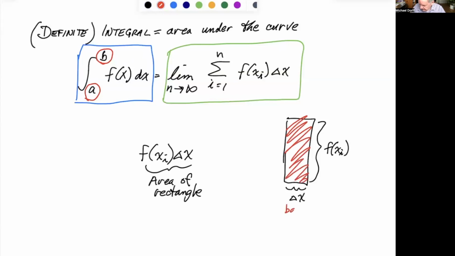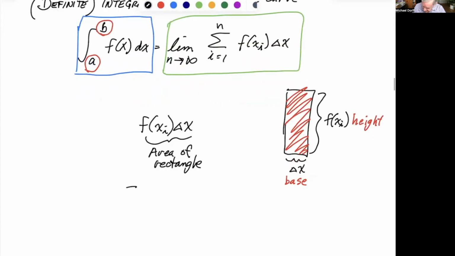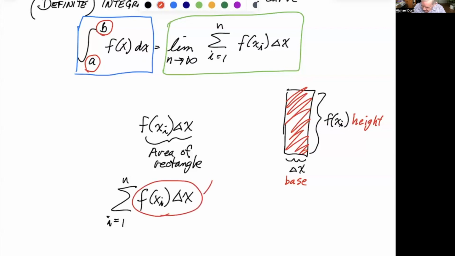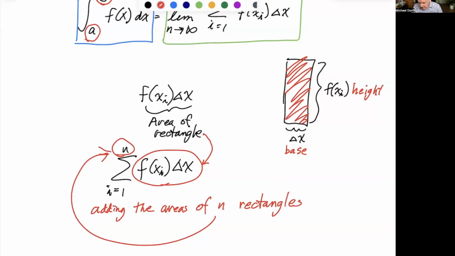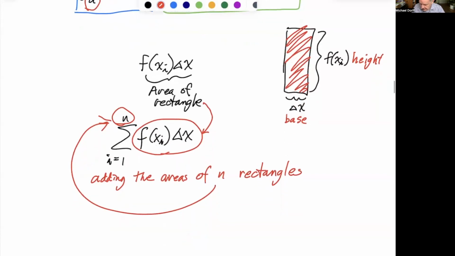It's base times height. The sum, i equals 1 to n, of that. We know that this is the area of a rectangle, and then we have the sum of them. So that means what we're doing here is we are adding the areas of n rectangles. How do I know it's n? Well, that's what this is there. So I have the area of a rectangle, and I'm adding n of them together.